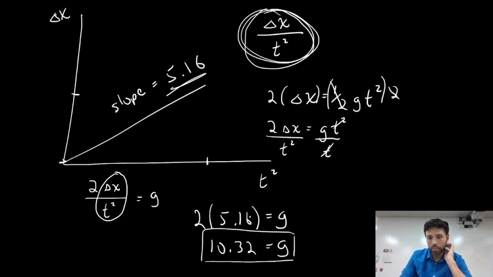That's a very good measurement by 7th period. If you got 9.8 exactly, I would be astounded, but these are really good measurements. Okay, we got really close.